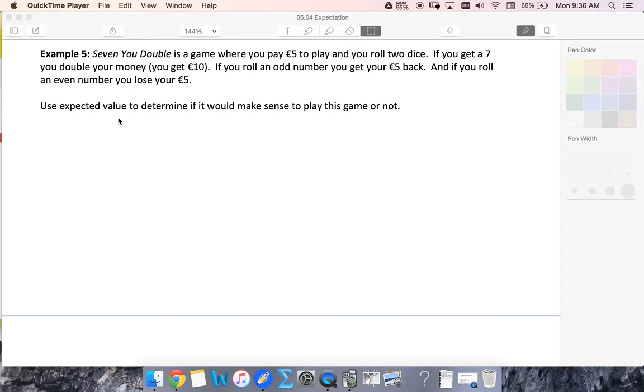Okay, so as we're doing this example, I want you to think about your dice game and how expectation is going to apply to your dice game and how you can be writing about that in your paper.